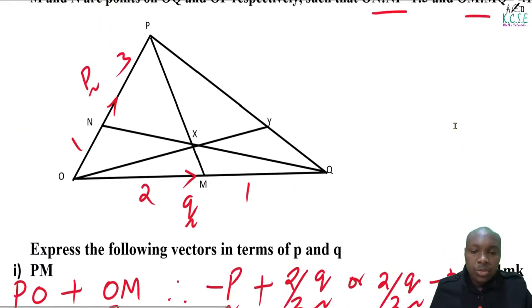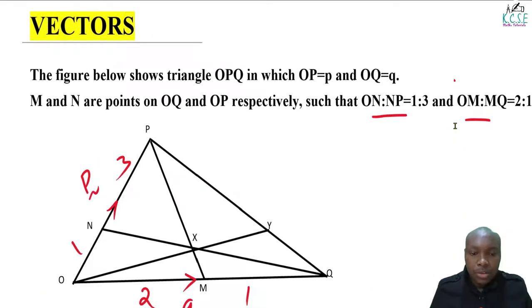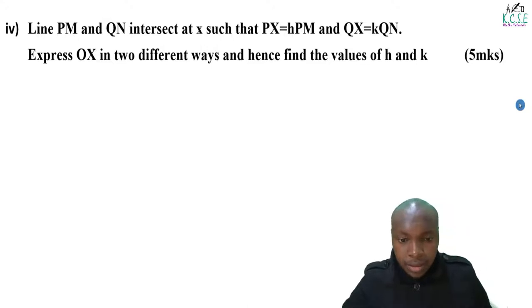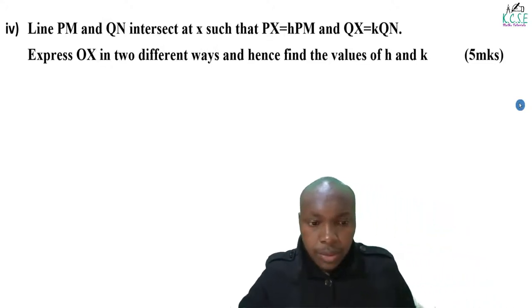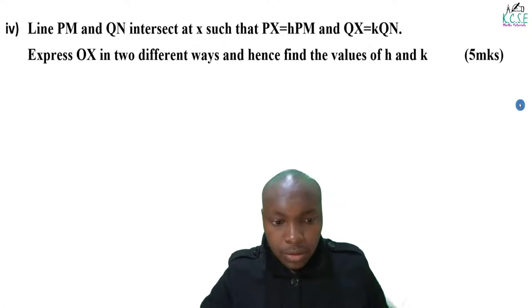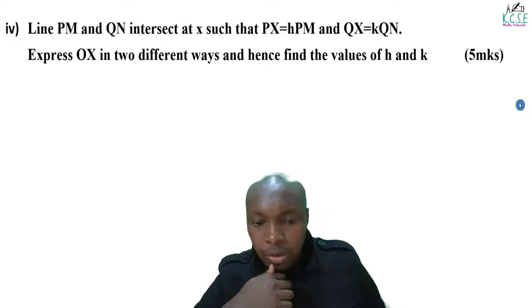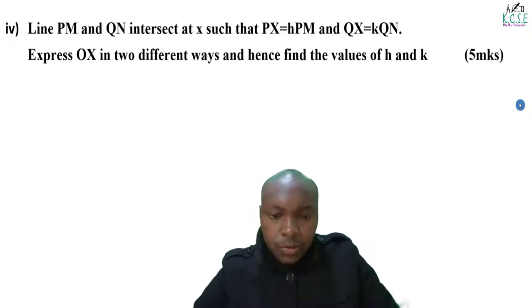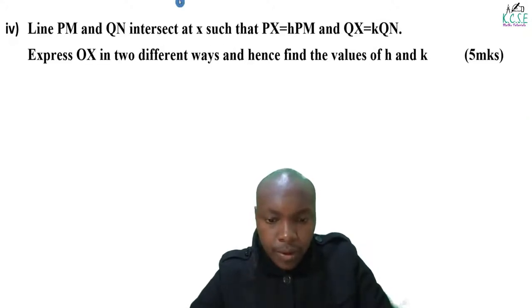So let's go to the second part of the question. Line PM and QN intersect at X such that PX is equal to H PM and QX is equal to K QN. Express OX in two different ways and hence find the values of H and K. So we require to express OX in two different ways, and hence we find the values of scalars H and K.